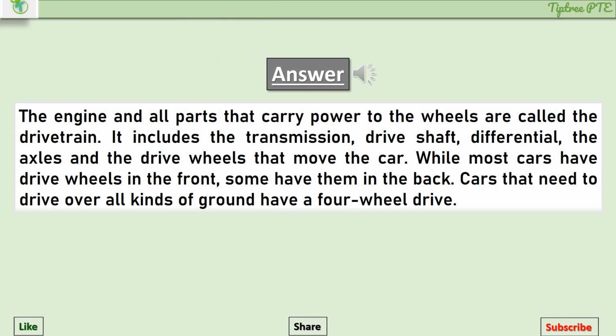The engine and all parts that carry power to the wheels are called the drivetrain. It includes the transmission, drive shaft, differential, the axles and the drive wheels that move the car. While most cars have drive wheels in the front, some have them in the back. Cars that need to drive over all kinds of ground have a four-wheel drive.